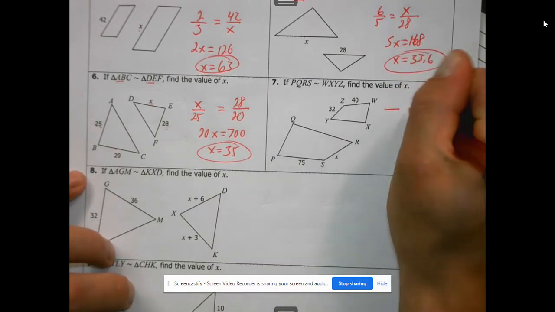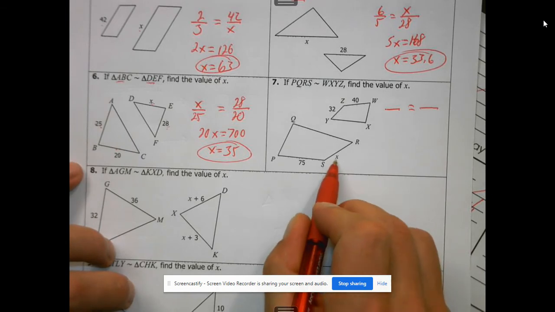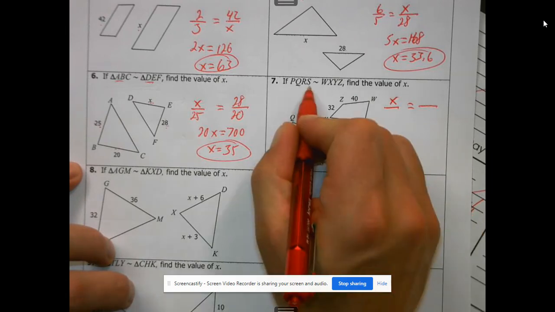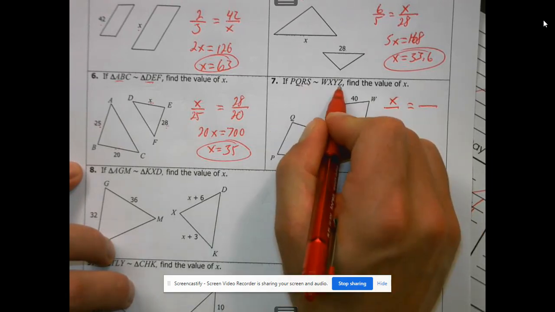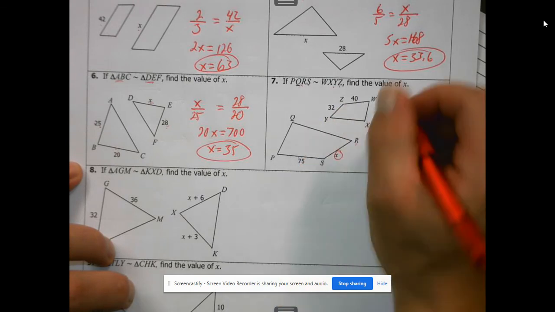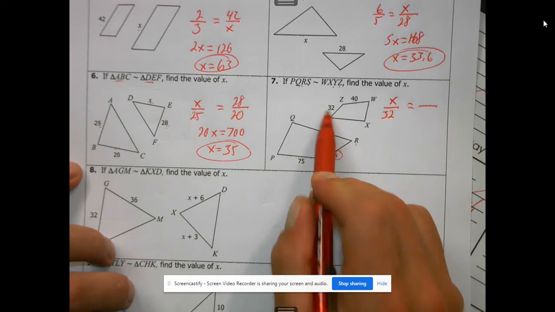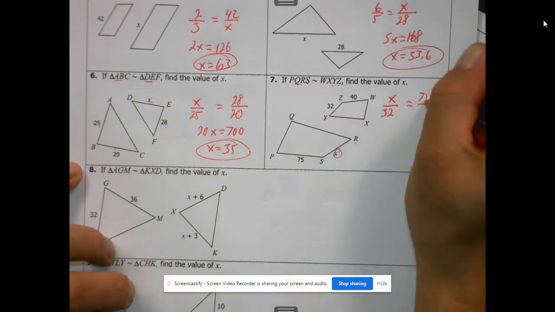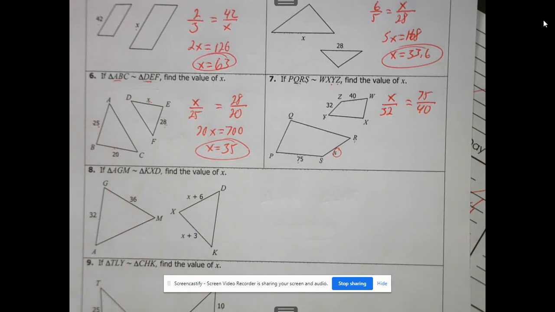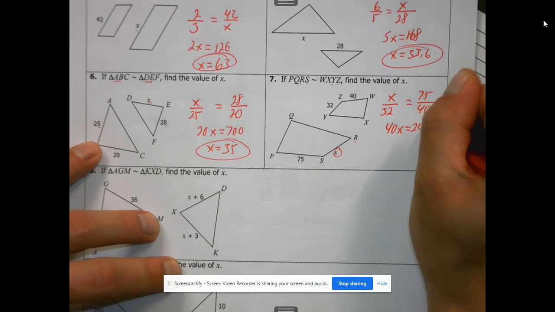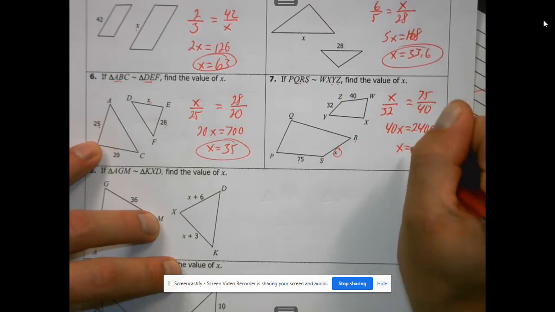All right, number 7, proportion. I find the variable first. There it is. X is in between S and R. S and R matches with ZY. ZY is 32. So here we go. Top up equals top up. 75 over 40. Keep your order the same. Left, right, right, left, top down, bottom up, keep it the same. 40x equals 2,400. 40 goes in there 60 times.